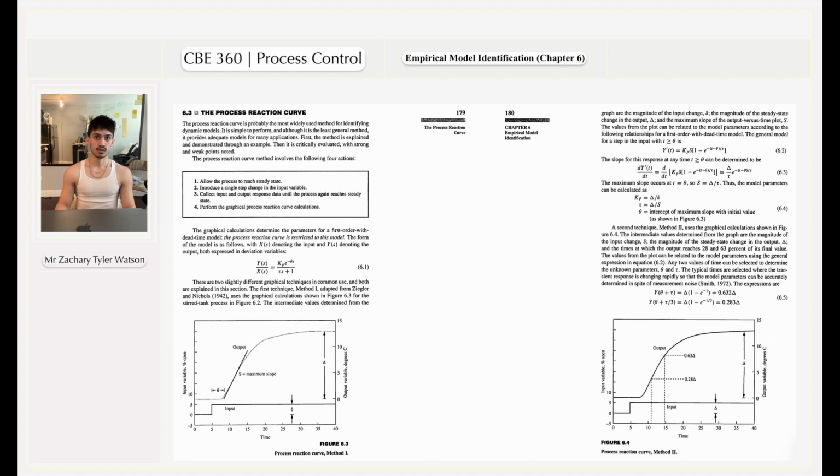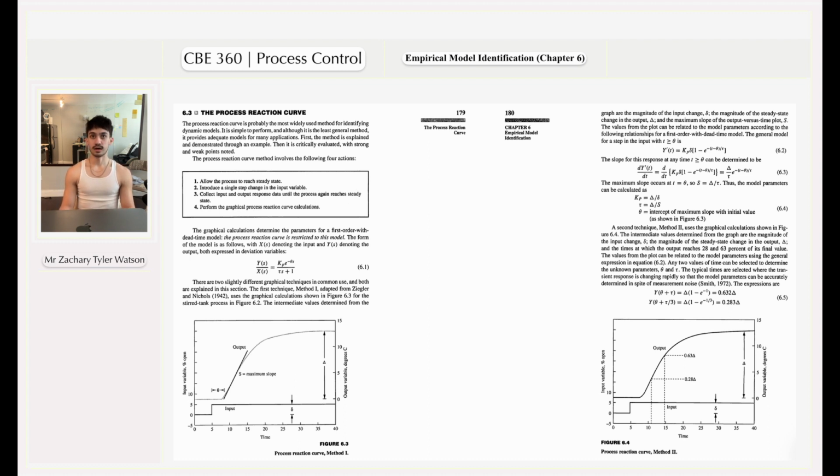The form of the model is as follows, with xs denoting the input and ys denoting the output, both expressed in terms of deviation variables. Equation 6.1. This is only concerning a first order process with dead time. There are two slightly different graphical techniques in common use, and both are explained in this section. The first technique, which is also termed method 1, adapted by Ziegler and Nichols, uses the graphical calculation shown in figure 6.3 for the stirred tank process in figure 6.2.